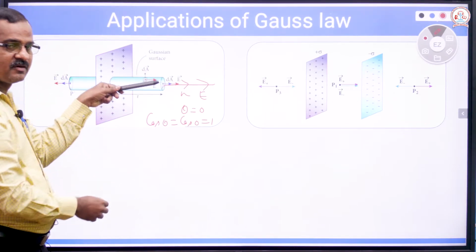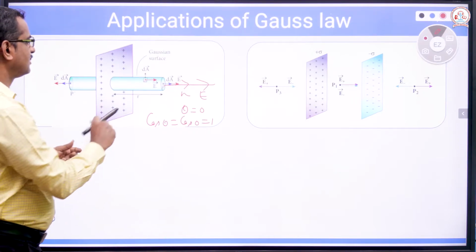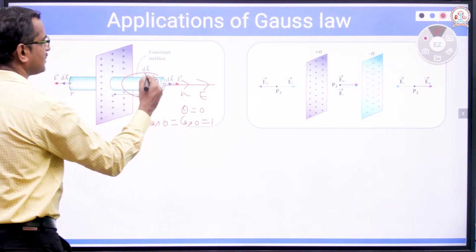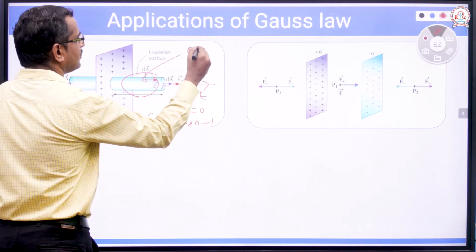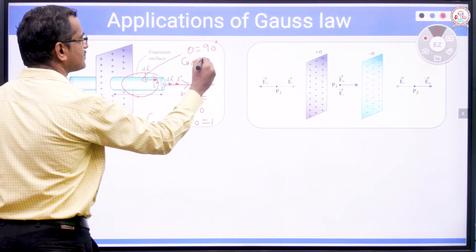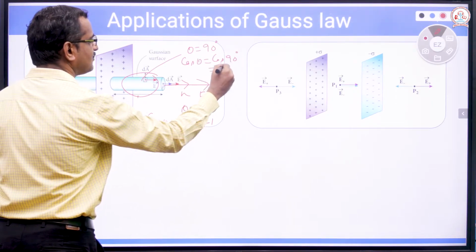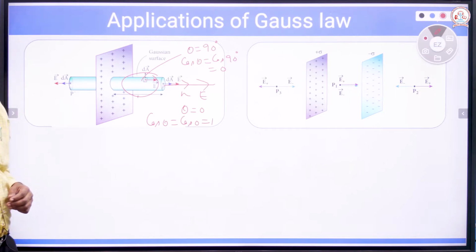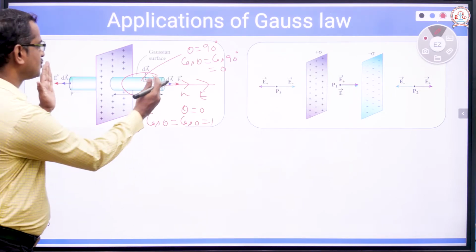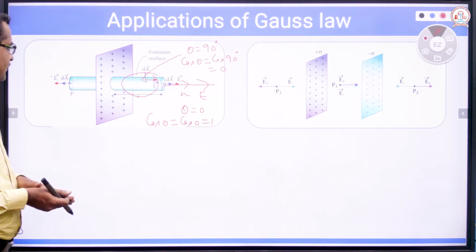Electric field will be acting along this direction, normal to the surface will be acting along this direction. In this curved surface area, theta is equal to 90 degrees. Cos theta is equal to cos 90 degrees, which is equal to 0. So only these two parts are going to contribute to the electric flux.